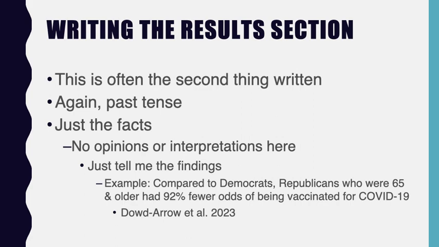So, for example, compared to Democrats, Republicans who were 65 and older had 92% fewer odds of being vaccinated for COVID-19. There's no conjecture there. There is no speculation as to why they had fewer odds. It is just, this is what we found. And that comes from my paper on COVID vaccination and the older adults in America.